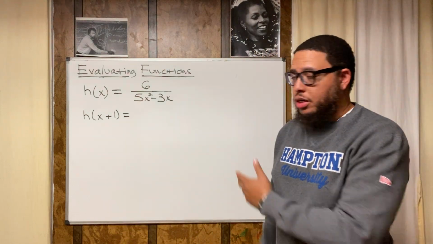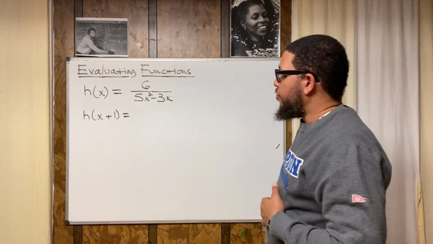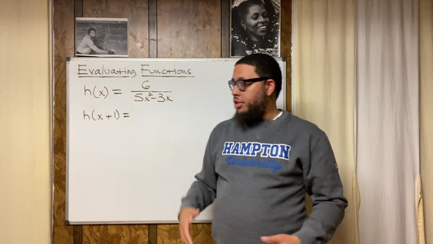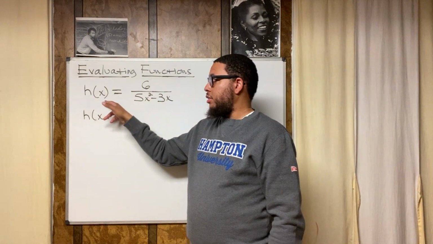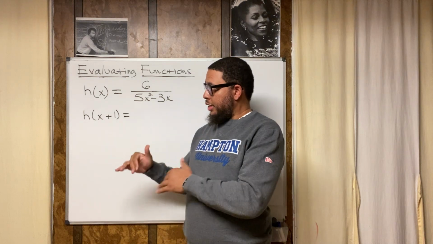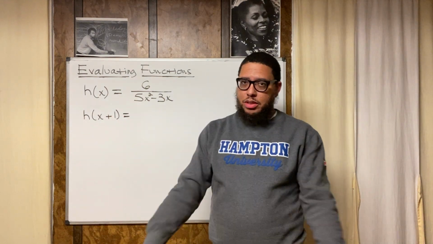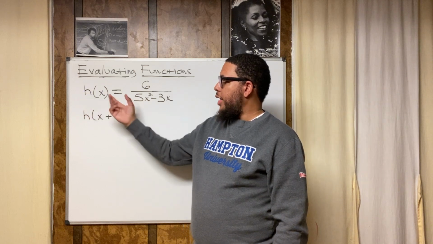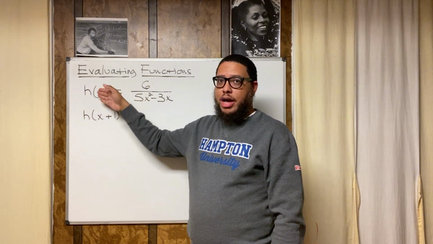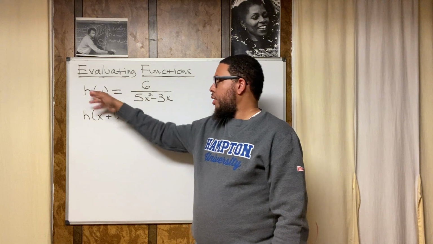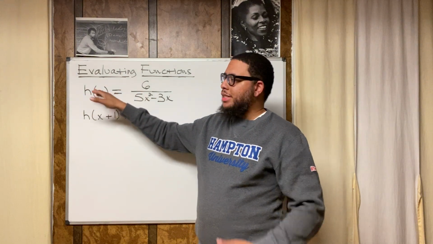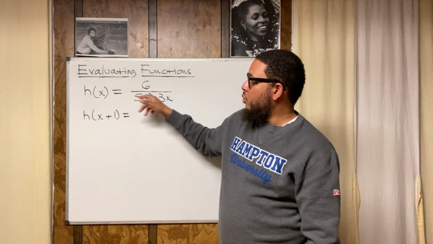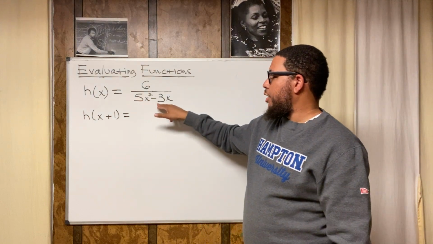All right, so let's take a look at what we're working with. We have h of x, so the name of the function is h, right? That's just the name of the function. This does not mean h times x because we're using function notation. In this situation, these parentheses do not represent multiplication. We're dealing with a function. So this is the function h, and this tells you that you can put different values of x into the function. H of x is equal to 6 divided by 5x squared minus 3x.